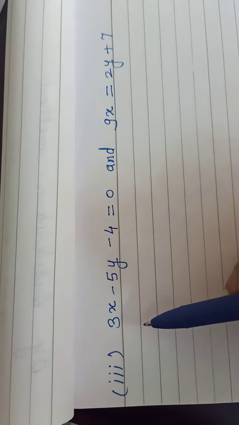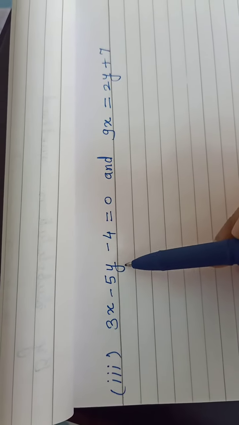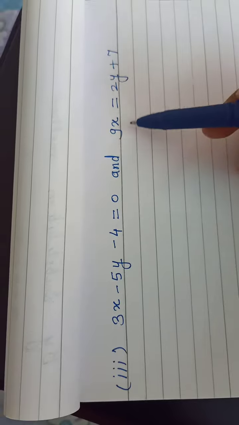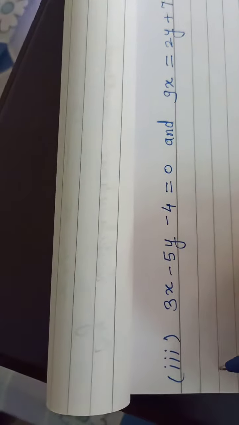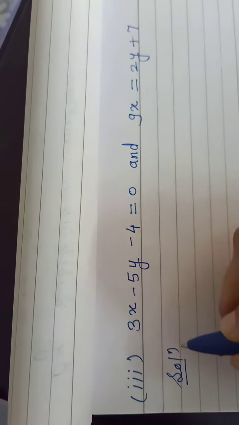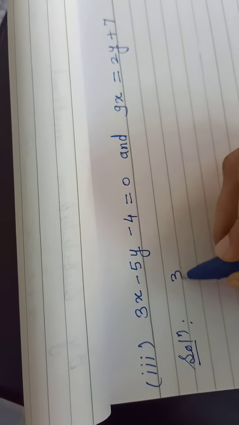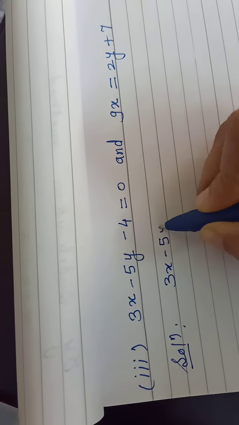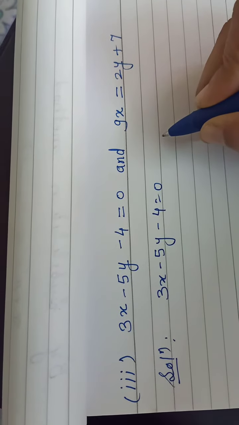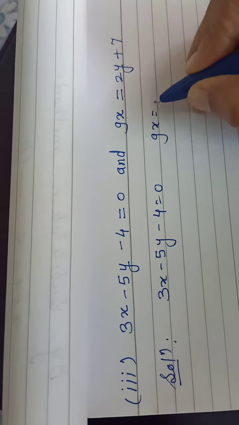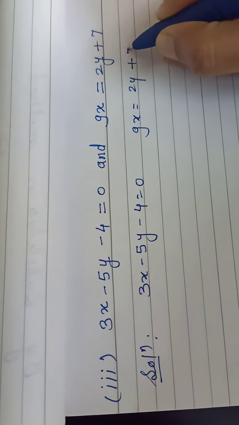Now we will see the third example, which is 3x minus 5y minus 4 equals 0 and 9x equals 2y plus 7. So in the solution, first of all we will write the given, that is 3x minus 5y minus 4 is equal to 0, and 9x is equal to 2y plus 7.